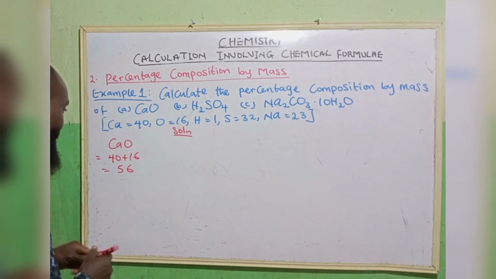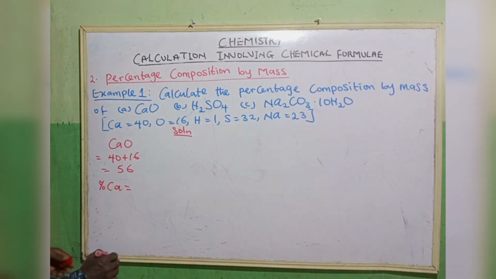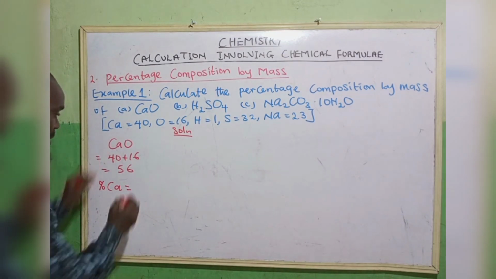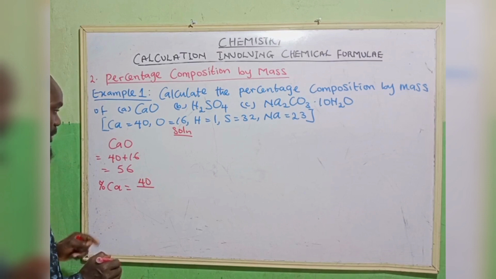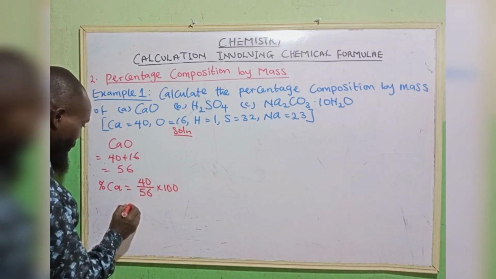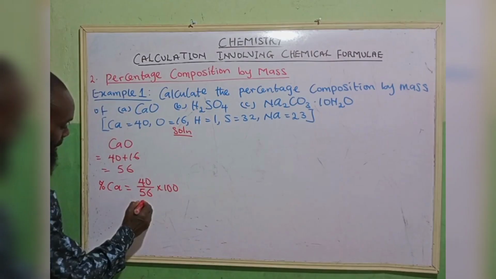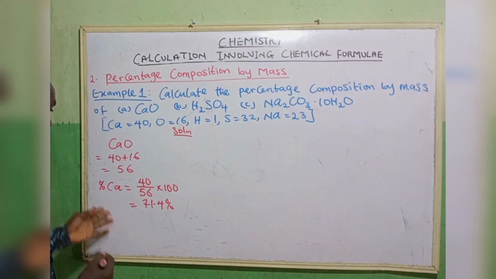So I want to calculate the percentage by mass of each element in this calcium oxide. The first one is calcium. Percentage by mass of calcium equals mass of calcium in this calculation, that is 40, divided by relative molecular mass of the compound, which is 56, multiplied by 100. So when we do it, we have 71.4%.